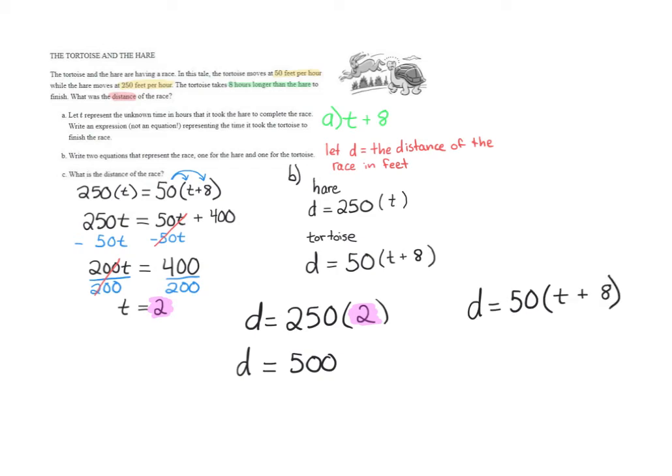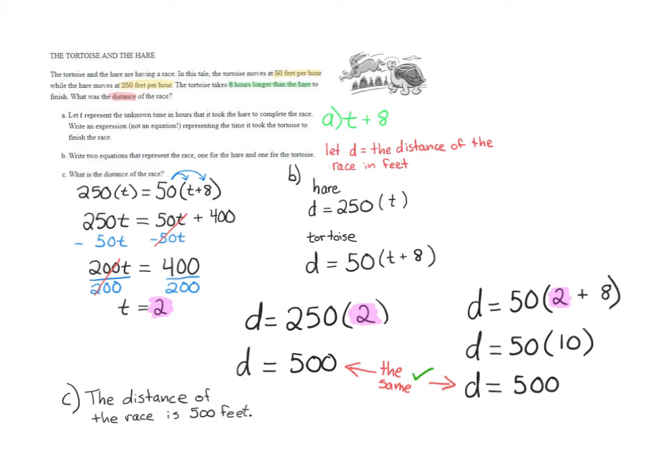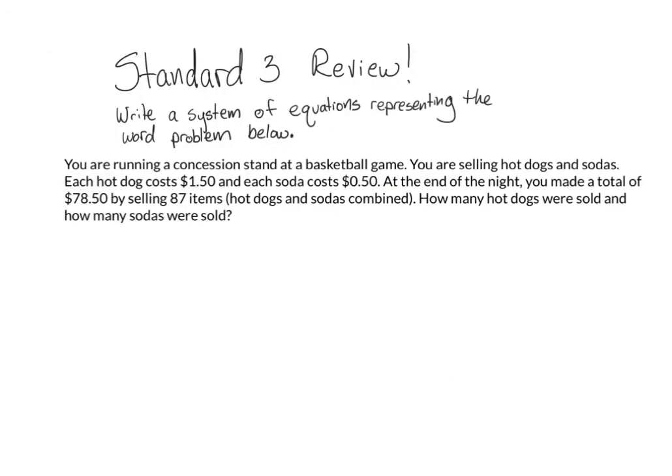So we have d equals 50 times the quantity, t plus 8. This t is now a 2. 2 plus 8 is 10. 50 times 10 is also 500. All right, we've done it. Last thing we should do is write our answer as a sentence. The distance of the race is 500 feet.